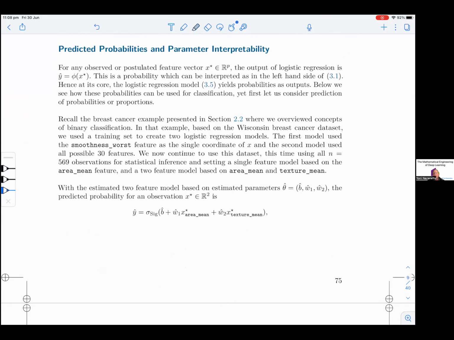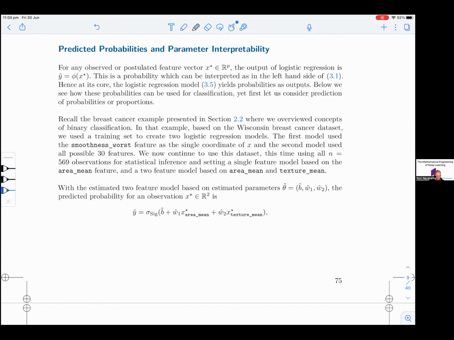Predicted probabilities and parameter interpretability. For any observed or postulated feature vector x star in R^p, the output of logistic regression is y hat, which is phi of x star. This is a probability. It's a number between 0 and 1, which can be interpreted as in the left-hand side of equation 3.1, the probability of getting 1 given the features. Hence, at its core, the logistic regression model 3.5 yields probabilities as outputs. Below, we see how these probabilities can be used for classification. Yet, first, let us consider prediction of probabilities or proportions.